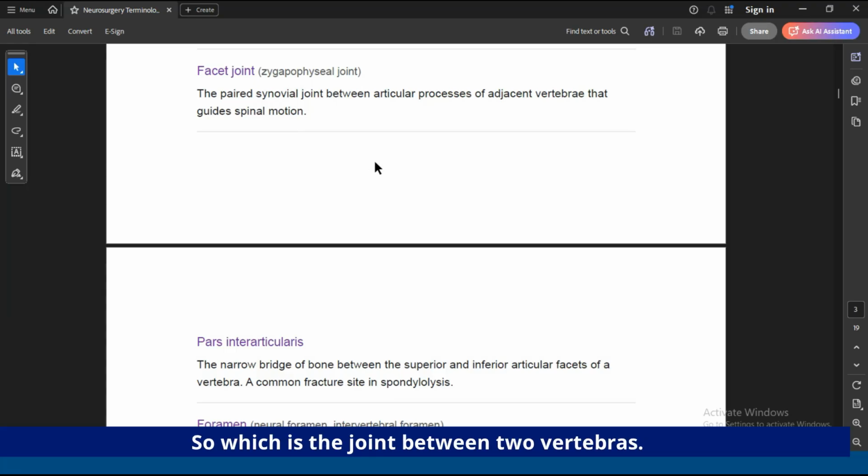Next, facet joint. Other name for facet joint is zygapophyseal joint, which is the joint between two vertebrae. The paired synovial joint between articular process of adjacent vertebra that guide spinal motion. So facet joint is the joint between two articular process of the adjacent vertebra basically. Most of the time you can hear this word during facet joint injections. If the documentation contains facet joint or zygapophyseal joint, both are same. You can use the same CPT codes, which we will learn soon.